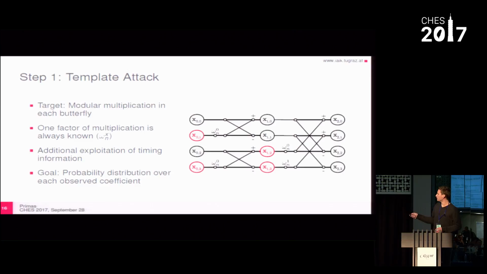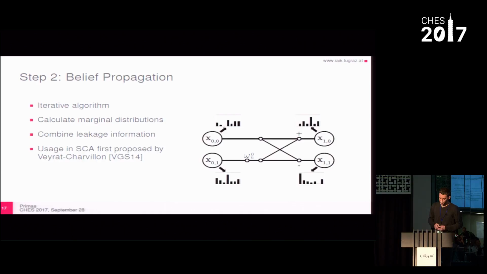So now let's go to step two. In step two, we show how we can apply a belief propagation algorithm in order to improve the sectional leakage, or the information that we gain from the leakage points. So let's for now consider the following setting. Again, we have this two coefficient entity, and let's assume that we have some approximate knowledge about all those coefficients that are used in this entity.